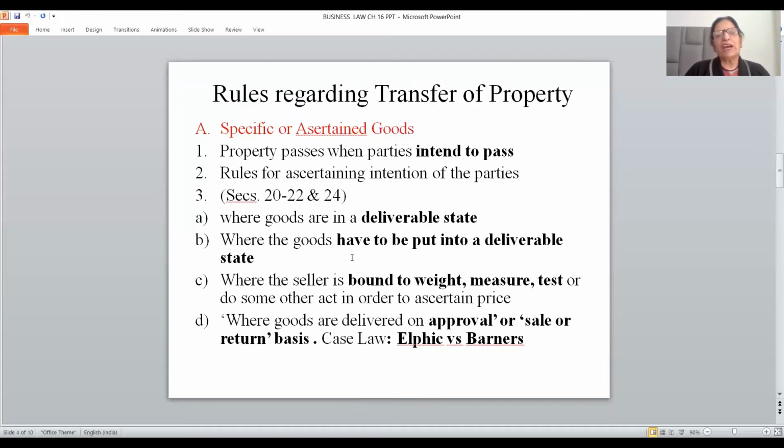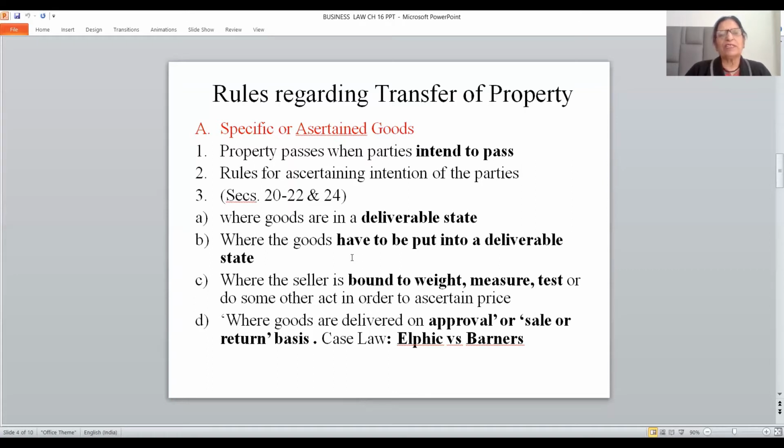Now friends, moving ahead, I will take up the heading now, which is rules regarding transfer of property. Now, this heading I would like to discuss under two subheadings. First one is specific or ascertained goods, and second will be unascertained or future goods.